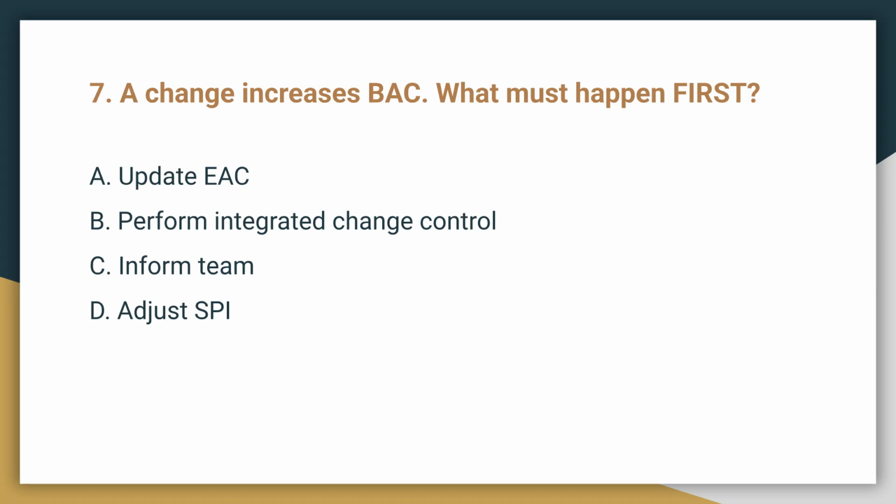Question 7. A change increases BAC. What must happen first? The correct answer is B, perform integrated change control. Any changes to the baseline, such as BAC, require formal approval through the integrated change control process.